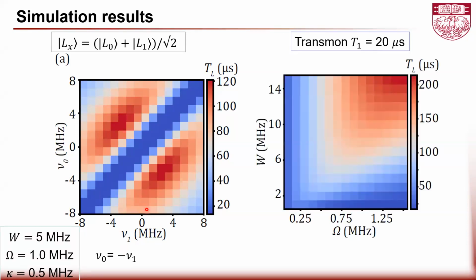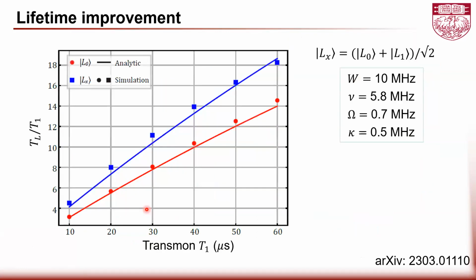I can also sweep the QQ sideband rate W versus the QR sideband rate omega. The theory requires W to be much larger than omega in order for the QR sideband to be treated as a perturbation. And that is happening in the simulation as well. When W is an order of magnitude larger than omega, I got the best performance.